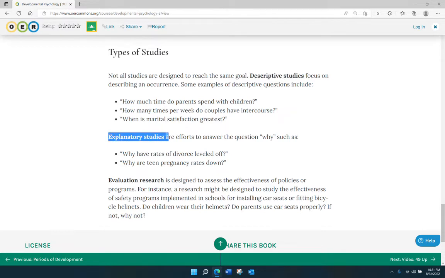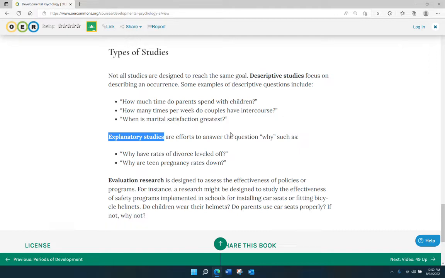Explanatory studies are trying to explain development, explain those changes. And so once we know how infants and toddlers, for example, differ in how they think, we can do some explanatory studies to see if our theories that explain those changes over time have evidence for those theories.